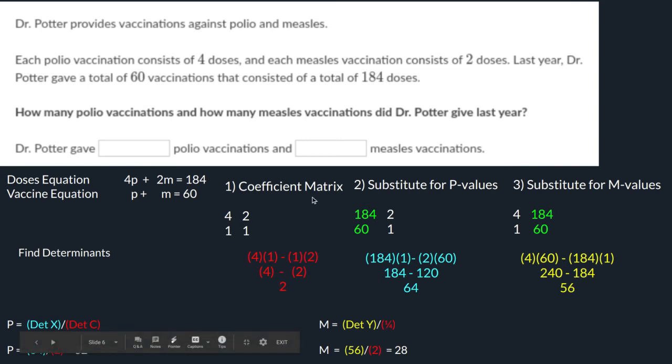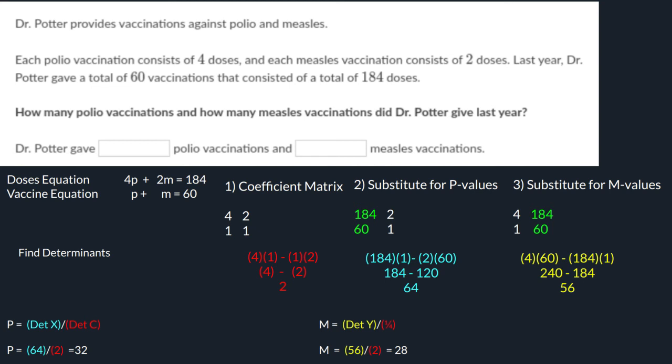And then down here in the corner of your screen, and right now this is kind of in the way, so I'll let this time out. In the corner of the screen, we see that we can get our polio value by taking 64 and dividing it by 2. That gives us 32. And then our measles by doing 56 divided by 2, which gives us 28.